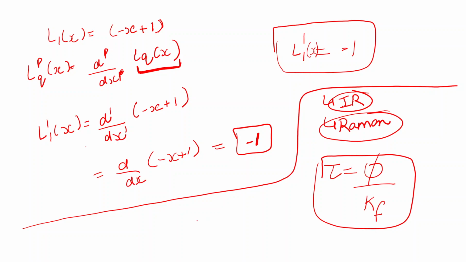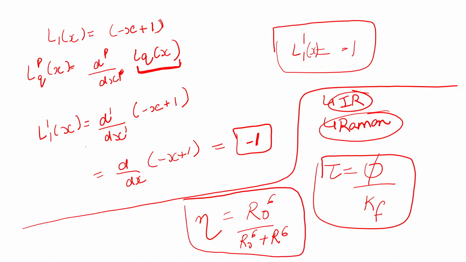Then we discussed one formula about the efficiency, that it equals R0^6 divided by R0^6 plus R^6. This R0 is your Förster radius and R is the distance between the donor and the acceptor. So these are some of the basic formulas you should remember.